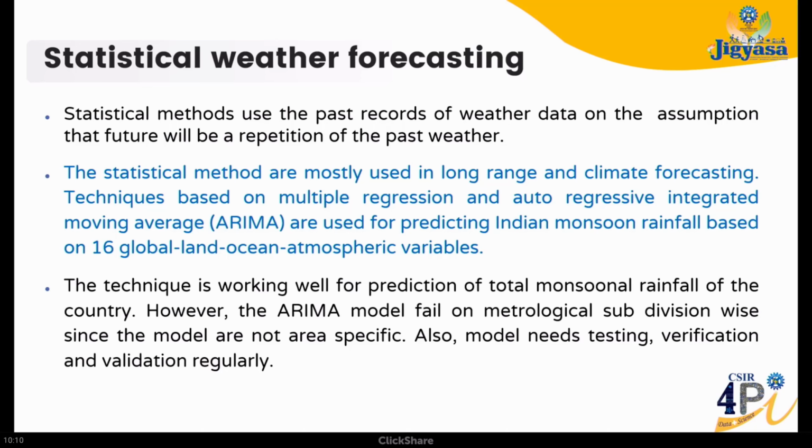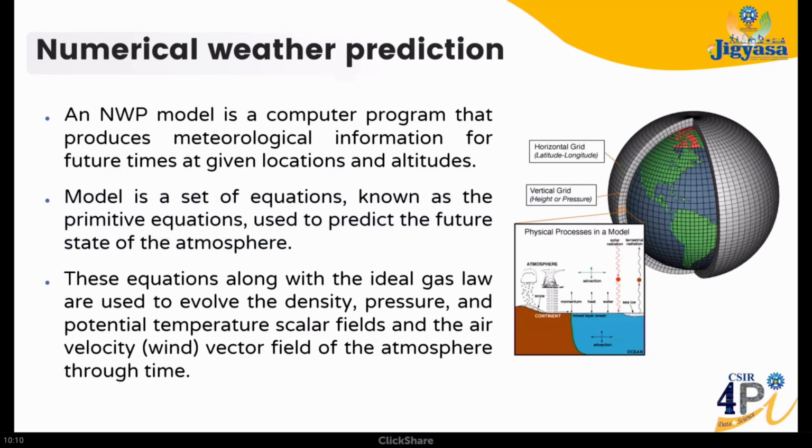This actually works well for monsoon rainfall. However, the RMA model fails on meteorological subdivision-wise, since this is not a region specific thing. Apart from this, the model also needs to be tested, verified, and validated regularly. So this also has some issues. So it is better to go for numerical weather prediction, which is the most advanced version of weather prediction.